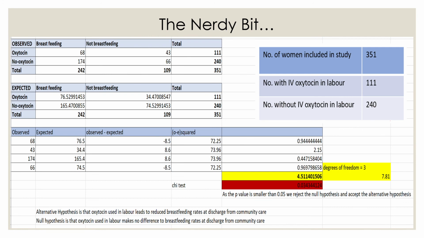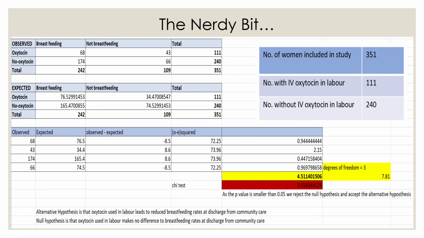The nerdy bit. 351 women met the inclusion criteria of having a vaginal birth between November and December in 2019. 111 had IV oxytocin and 240 didn't. As the numbers in each group were not equal, their proportions were analysed using chi-squared. You can see my workings out on the screen.